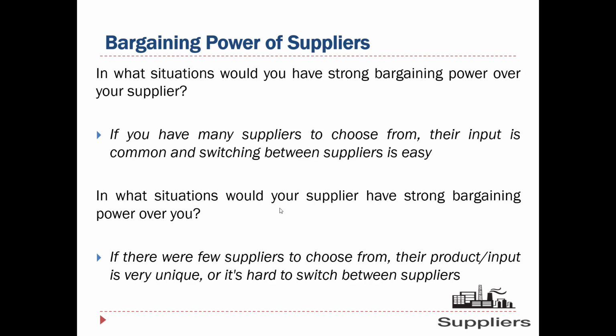So in this situation, the suppliers don't have so much power. Walmart can be very flexible in how much their pricing is. They can be flexible in how much they require from their suppliers. So what we're really saying is, at the end of the day, if there are few suppliers to choose from, if their product is unique and it's hard for you to switch products, then your suppliers have more power.